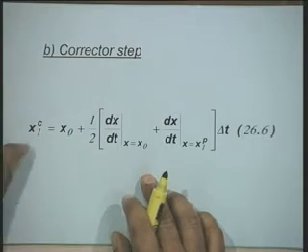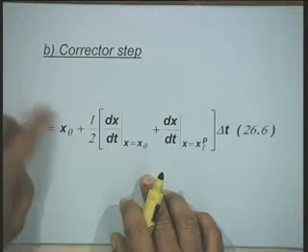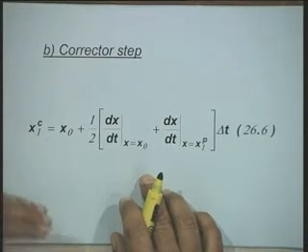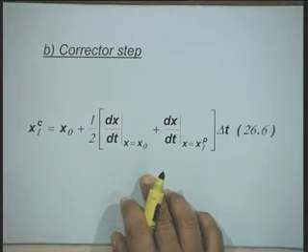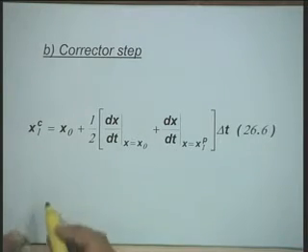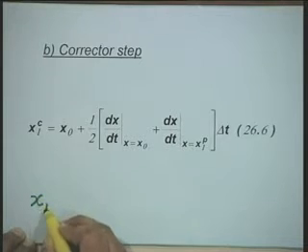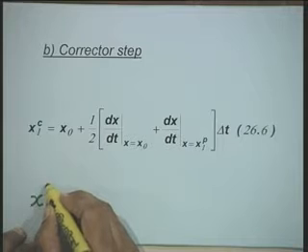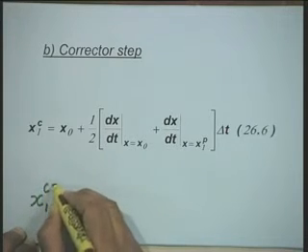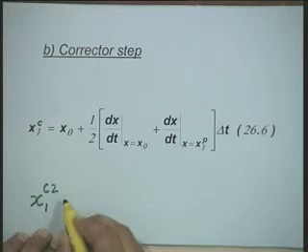One need not stop here, you can use this corrected value, that is x1c. Consider this as a predicted value and further you can find out the more accurate value of x1. That is what can be done: you can call this x1 c2.